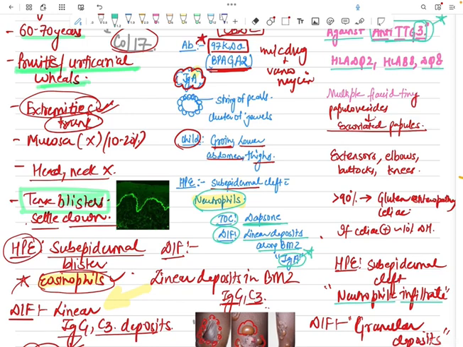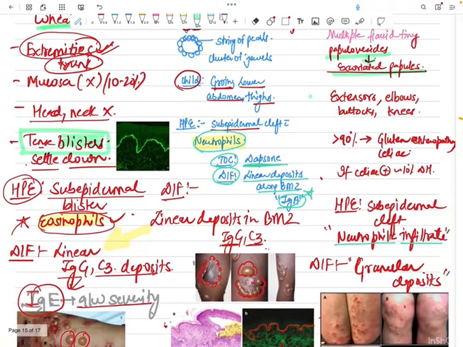So multiple tiny papillovesicles are there. They are so easily ruptured that when they present, we see excoriated papules only, which are present over the extensors. What are extensors? Elbows, knees, buttocks, lower back.